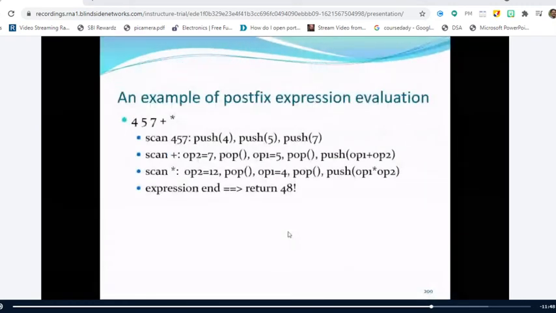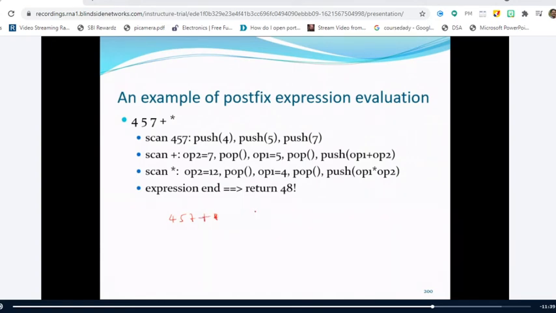Yes, sir. Let us solve this: 4 5 7 plus star. Draw the stack like this. Remember that the same sequence of steps in tabular form should be followed in this example also. You take the serial number, the token read, the stack contents, and the fourth column is the action. But I'm not going to deal with that tabular form. You start scanning the given postfix expression from the left-hand side.